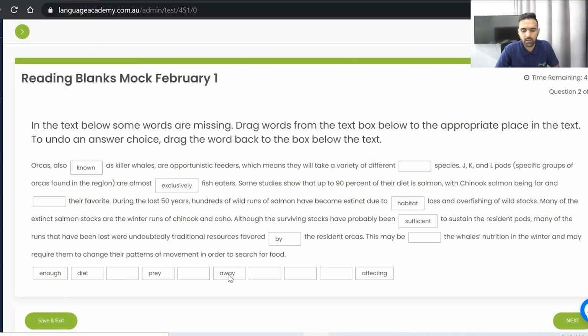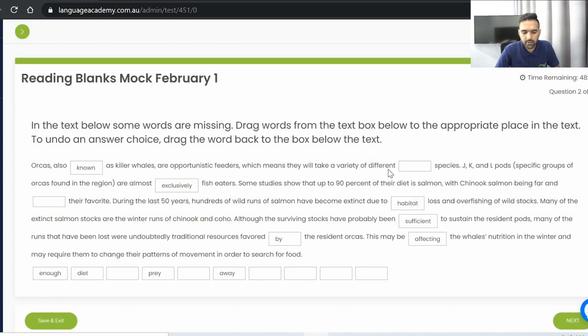Prey means to hunt. This may be away won't make any sense. This may be affecting the whale's nutrition. That's it. Affecting will go over here. Now we are only left with two options. Now the probability of getting the right answers in these two options will go up.